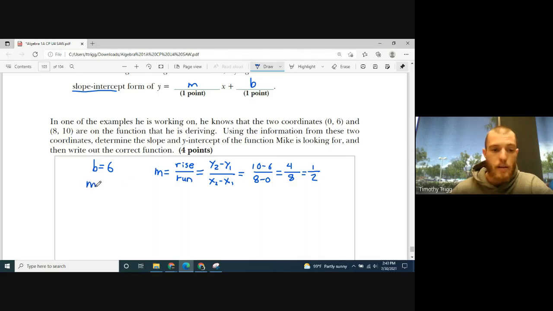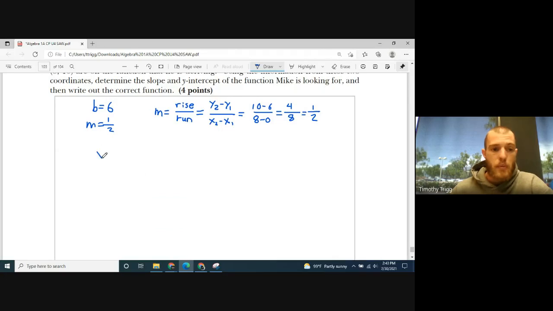So I'm going to go and write that here. Our m is 1/2. Now we can write our equation. Our slope-intercept form is y equals mx plus b. And we're going to go ahead and replace the m with the value of our slope. Y equals the slope times x plus the y-intercept, b, which is 6 in our case. So this equation is the correct answer.